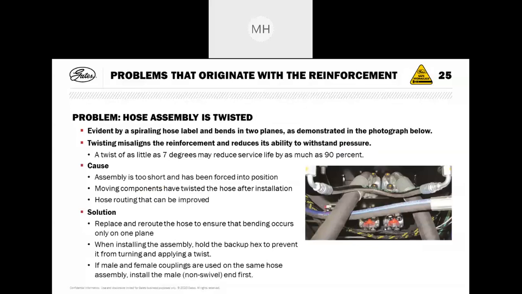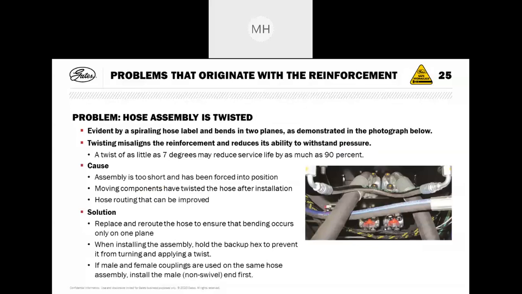So a number of different causes can be attributed to this. One, the assembly is too short and has been forced into position. Moving components have twisted the hose after installation, and hose routing that can be improved. The other option is looking at this one with the two 90-degree couplings is the coupling orientation is not accurate for the application. So there's something to be when assembling the hose at the start to make sure the orientation is correct.